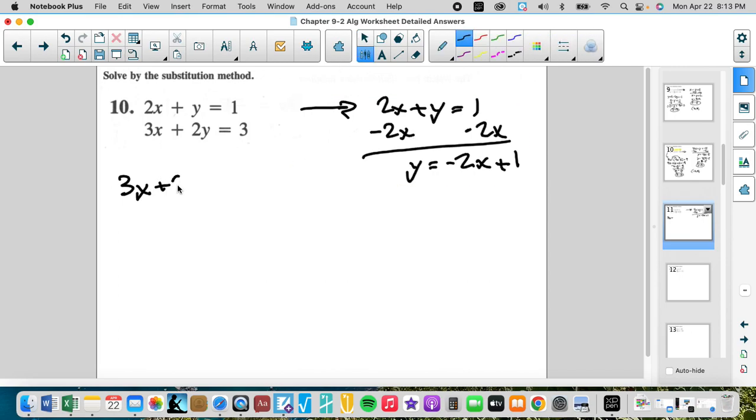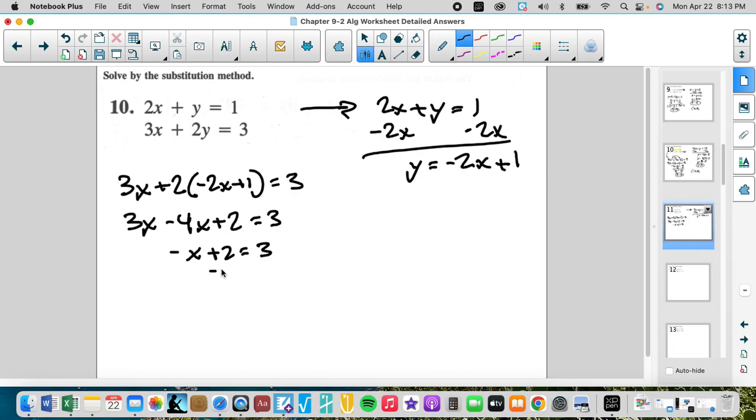(3x plus 2). Instead of writing y, we're going to write negative 2x plus 1 equals 3. 3x minus 4x plus 2 equals 3. Negative x plus 2 equals 3. Minus 2, negative x equals 1. Let's multiply by negative 1 to isolate x.